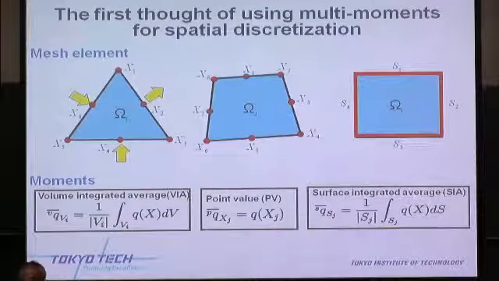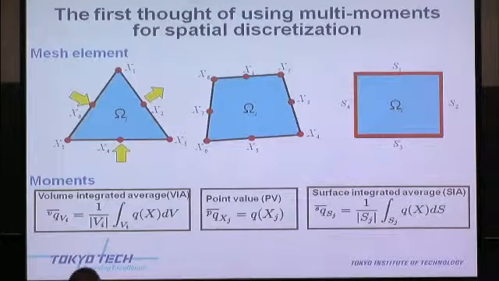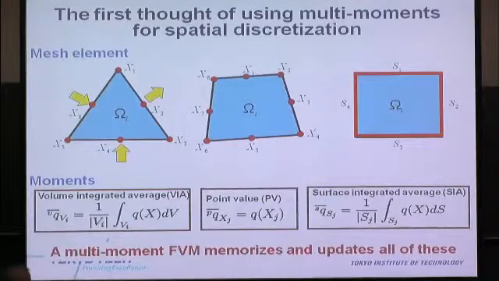Okay, you have at least three different discretized quantities, moments. So next is the key, maybe the only idea. The basic idea of the multi-moment finite volume method is to memorize those different kinds of quantities, or moments, and update all of those step by step.